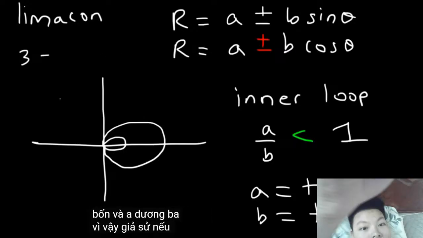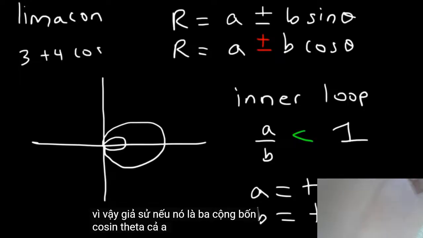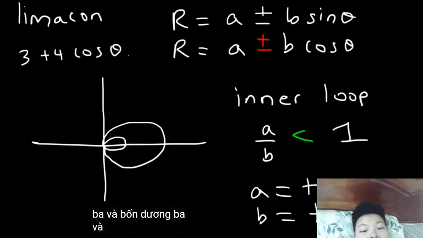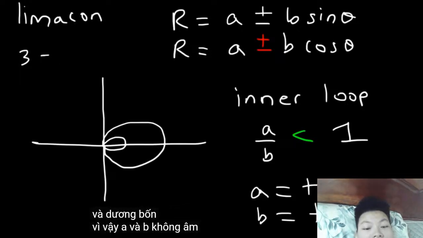So let's say if it was 3 plus 4 cosine theta, both a and b would still be 3 and 4. Positive 3 and positive 4. So a and b are not negative.